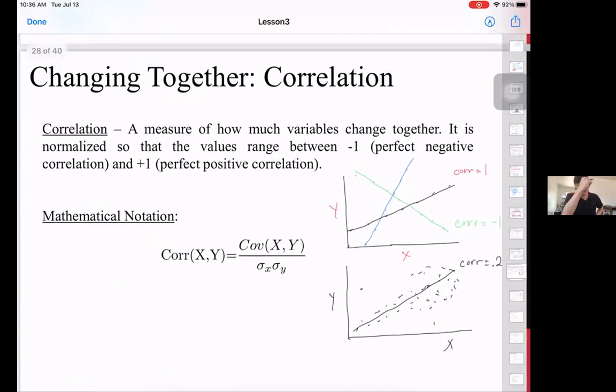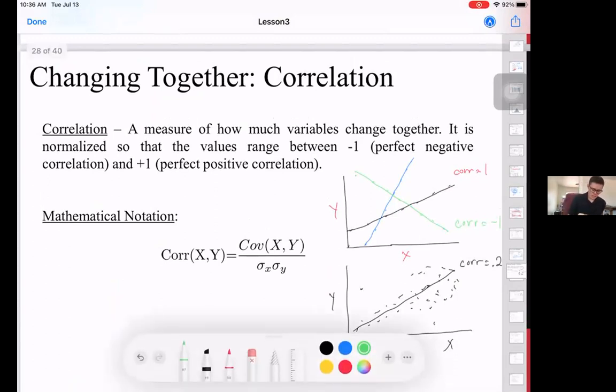Okay, so that's covariance. Correlation is very similar to covariance, but it's slightly different. So correlation is a measure of how much variables change together.